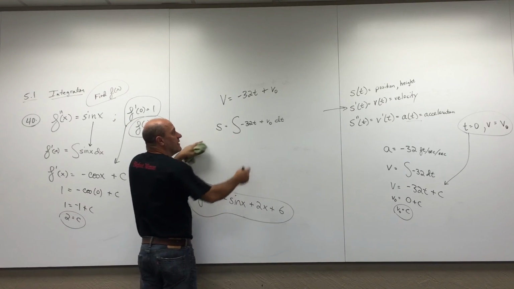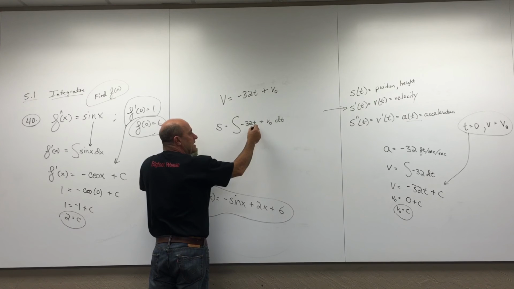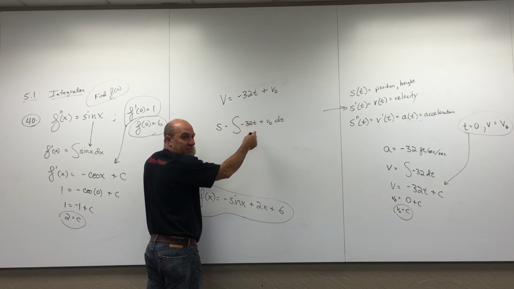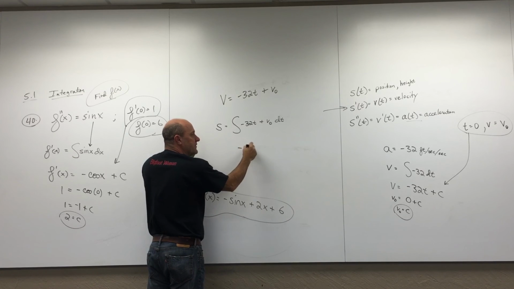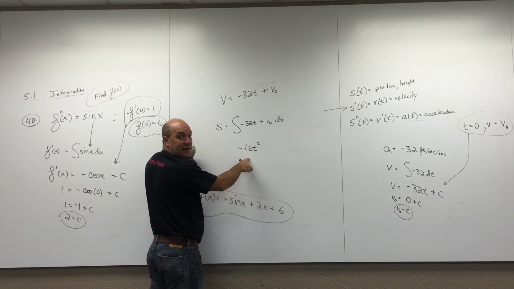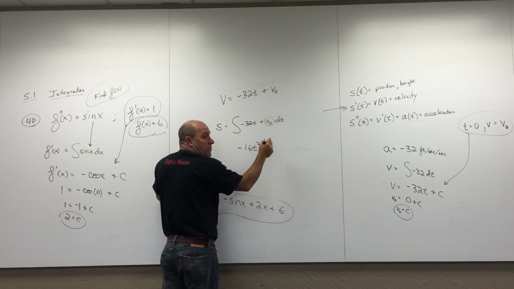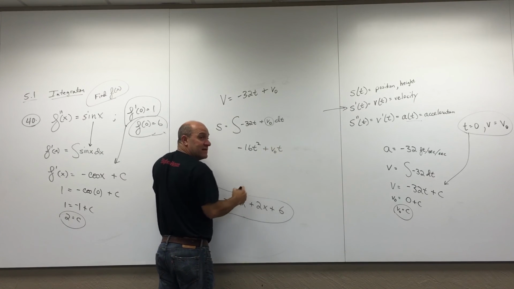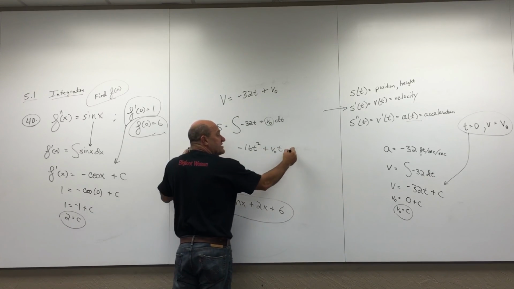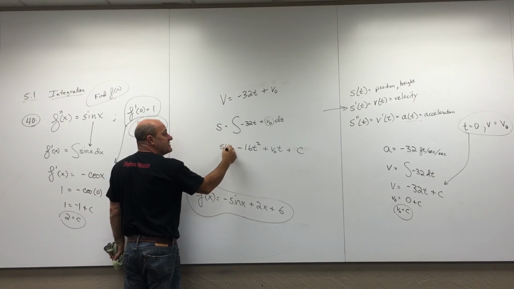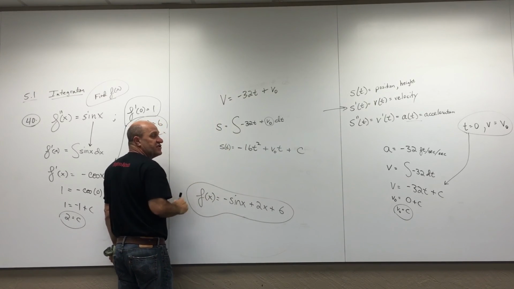Now let's integrate it. With respect to t, how do you integrate negative 32t? T squared divided by 2, negative 16t squared. That's awful familiar, ain't it? You got to keep in mind, v naught's a number. When you integrate with respect to t, what is it? V naught t, plus some constant. We're done. And this is my S equation. Man, this is awesome. This is my position equation.